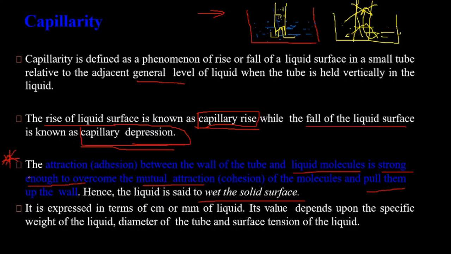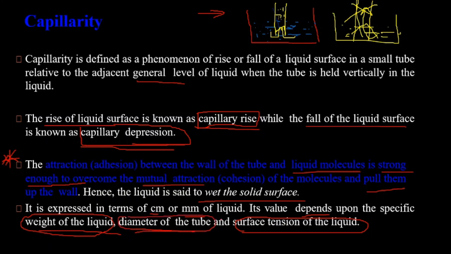Okay, it is expressed in terms of what, centimeter or mm of a liquid. Its value depends upon the specific weight. So its value depends upon what? Three things. It depends upon the specific weight of the liquid, whatever the liquid is, the diameter of the tube which you insert, and also the surface tension of the liquid. So it depends upon these three things.